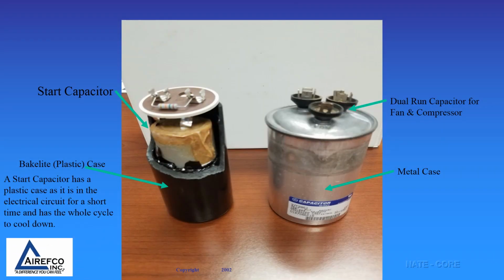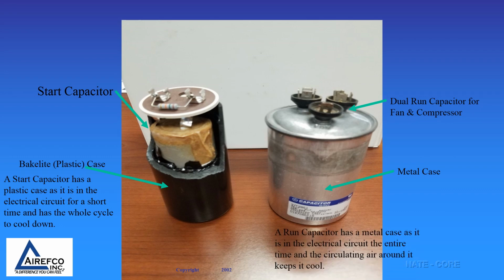A start capacitor has a plastic case, as it is in the electrical circuit for a short time and has the whole cycle to cool down. A run capacitor has a metal case, as it is in the electrical circuit the entire time, and the circulating air around it keeps it cool.